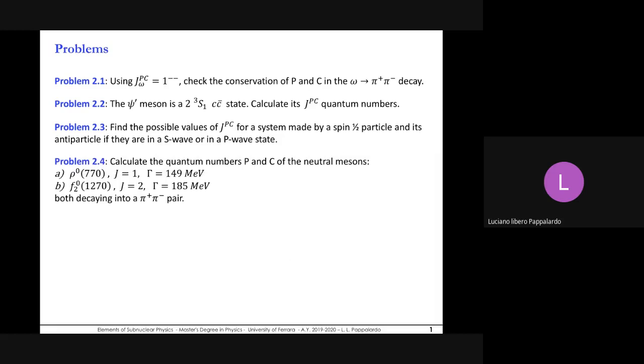Calculate the quantum numbers P and C of the neutral mesons in two cases. In one case it is the rho 0 meson with mass 770 MeV, J equal to 1, and decay width 149 MeV. And the f2 0 meson, the mass is higher, 1270 MeV, J equal to 2, and decay width 185 MeV. Both decay into a pi plus, pi minus pair.